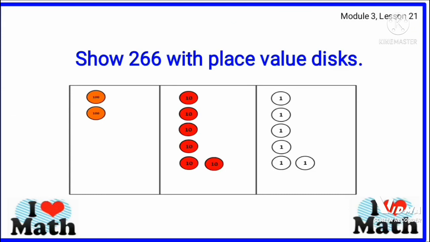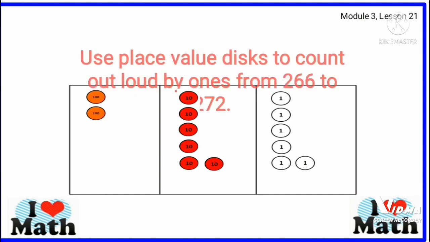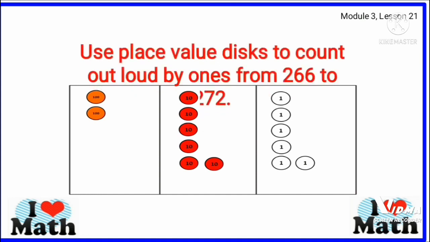Alright, so now in your place value chart, use digits of 100, tens, and ones to show 266. Show 266. You see mine already: 2 digits of 100, 6 digits of tens, and 6 digits of ones. 266. Use the place value chart to show and count out loud by ones from 266 to 272.